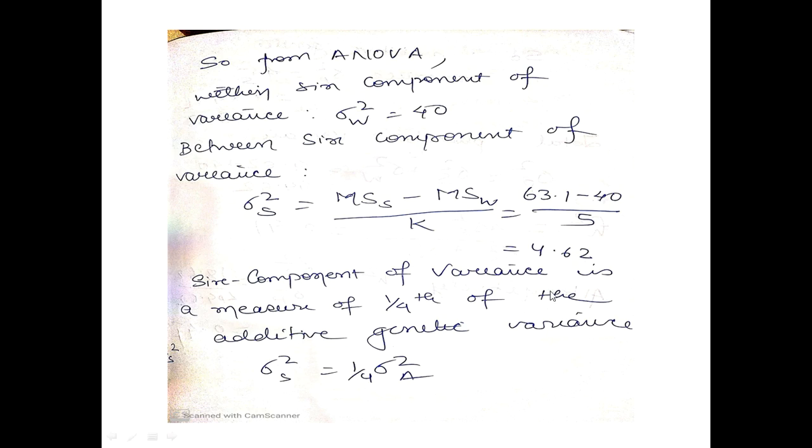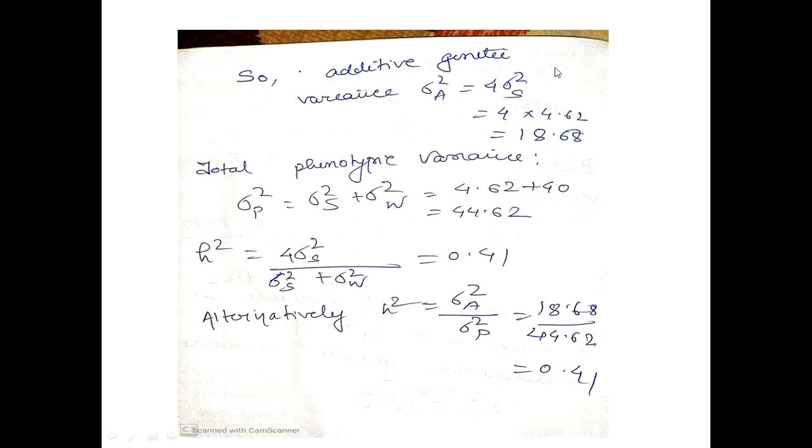So as you can see, the sire component of variance is a measure of 1/4 of the additive genetic variance. This we know: sigma square S is equal to 1/4 sigma square A. So sigma square A is obviously 4 times sigma square S. So we get sigma square A is equal to 4 into 4.62. We have already calculated sigma square S, so it is equal to 18.68.